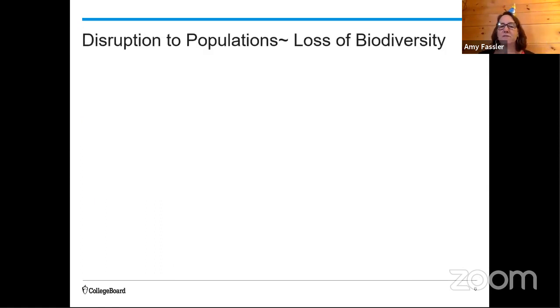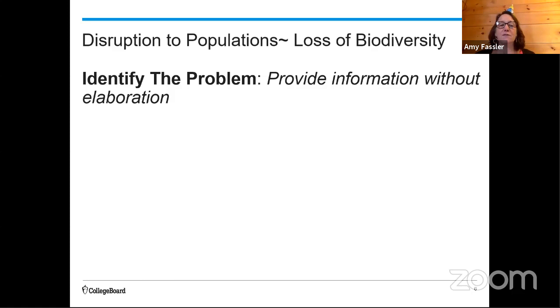So let's take one of the first problems that we had on there, disruption to populations or loss of biodiversity. The first thing we'll do is identify a problem. And that task verb, identify, means simply, I just provide information, no elaboration. So that could be loss of habitat is one cause of loss of biodiversity.